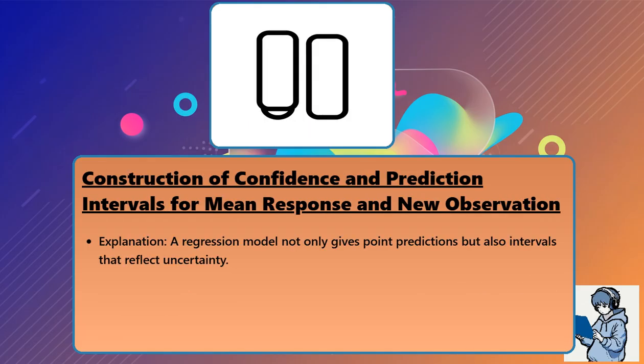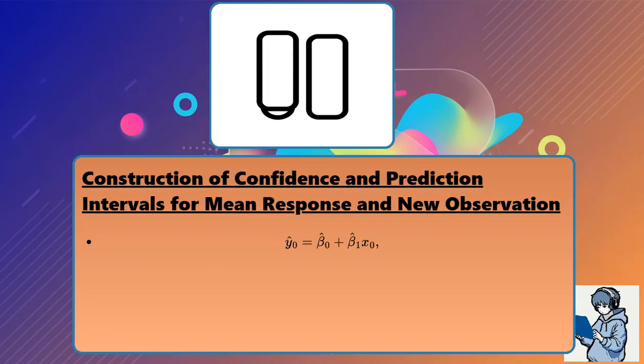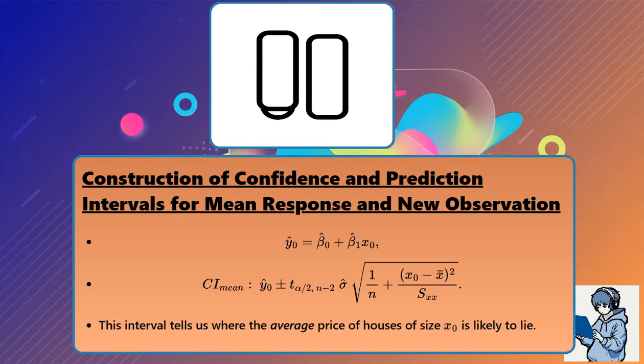Explanation: a regression model not only gives point predictions but also intervals that reflect uncertainty. Number 1, confidence interval for the mean response at a particular x0. Y hat 0 equals beta hat 0 plus beta hat 1 x0. The CI for the mean is y hat 0 plus or minus t_(alpha/2, n minus 2) times sigma hat times the square root of 1 over n plus (x0 minus x bar) squared over S_xx. This interval tells us where the average price of houses of size x0 is likely to lie.